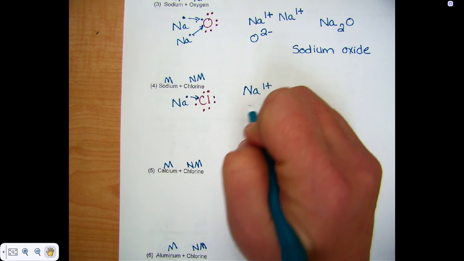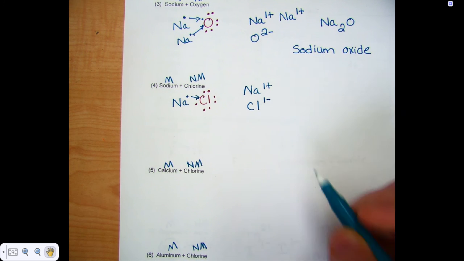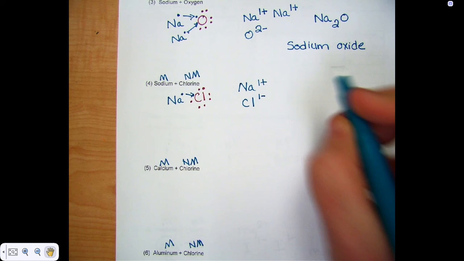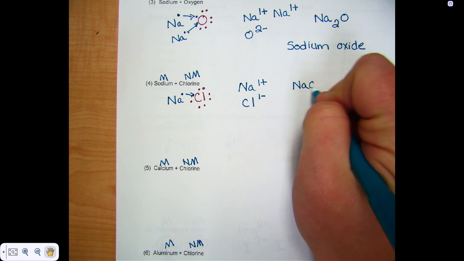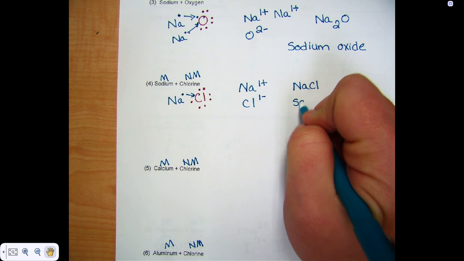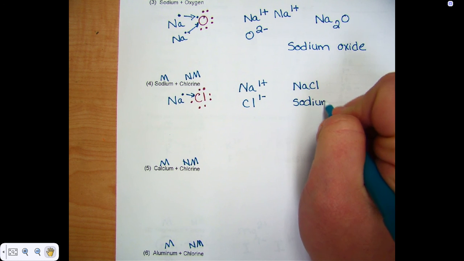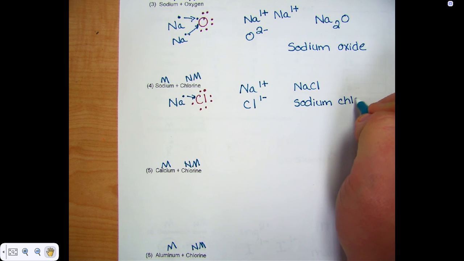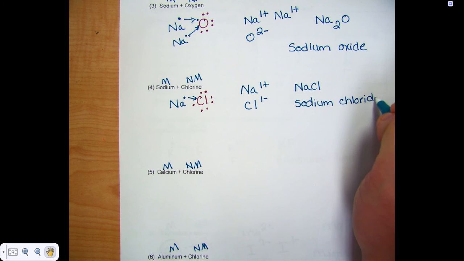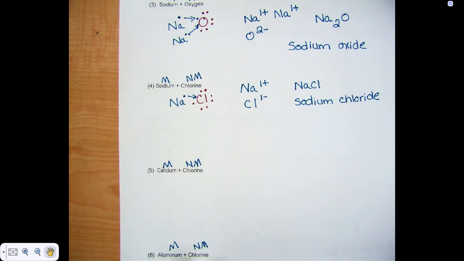Na1 plus, Cl1 minus. They're already balanced. So I have NaCl, which is sodium, my metal. Chloride. Take the nonmetal, drop the ending and add ide.